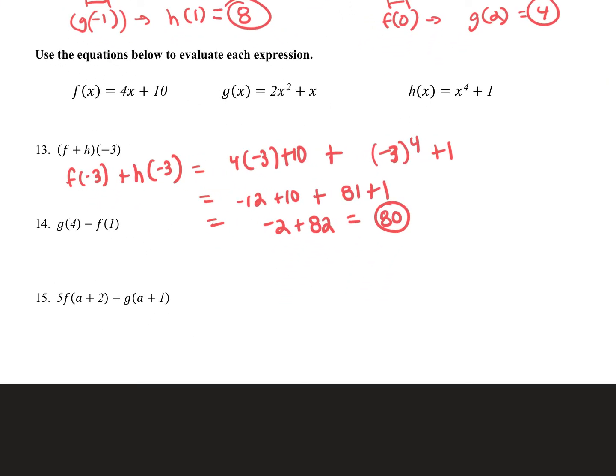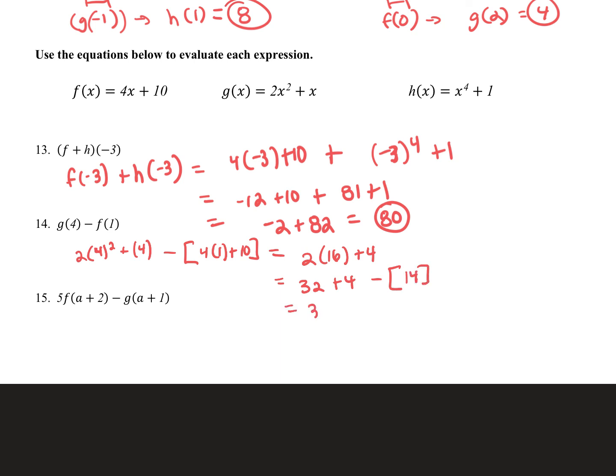14, we have g of 4 minus f of 1. So 2 times 4 squared plus 4 minus f of 1, 4 times 1 plus 10. And now 4 squared is 16. 2 times 16 is 32 plus 4 minus 4 times 1 is 4 plus 10 is 14. So I have 36 minus 14, which is 22.